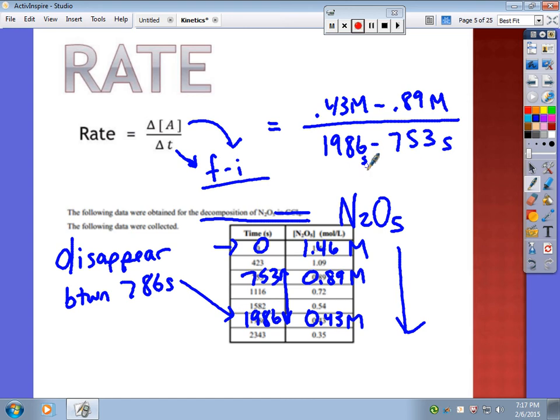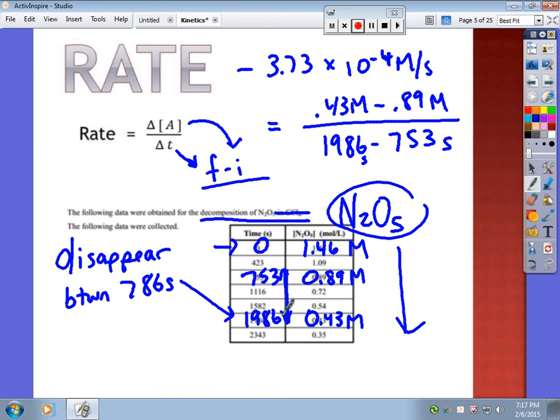Okay. Now, when I do my math, I actually come up with negative 3.73 times 10 to the minus 4 molarity per second. Now, what's that mean? That means that this N2O5 is disappearing between these two time periods at a rate of 3.73 times 10 to the minus 4 molarity per second. Why is this negative here? This negative here is because it's decreasing. It's going away. It's disappearing. So if you don't like that negative, if it confuses you, get rid of it and simply say that it's disappearing. Put that word in there, and that's how fast it's going away.